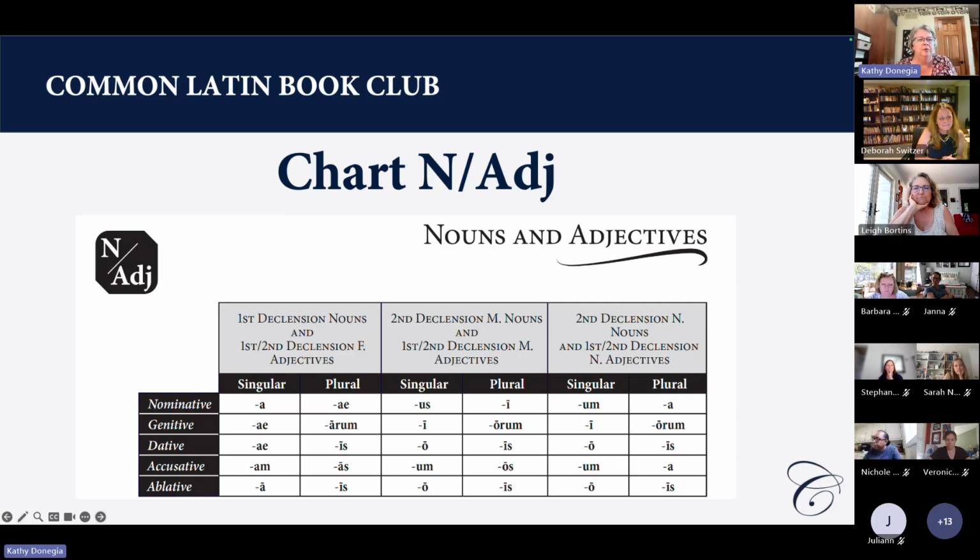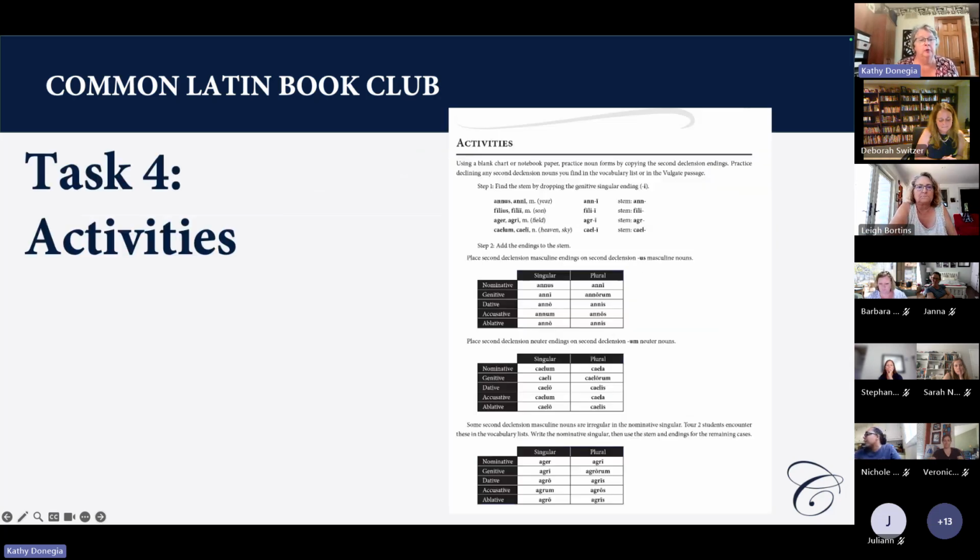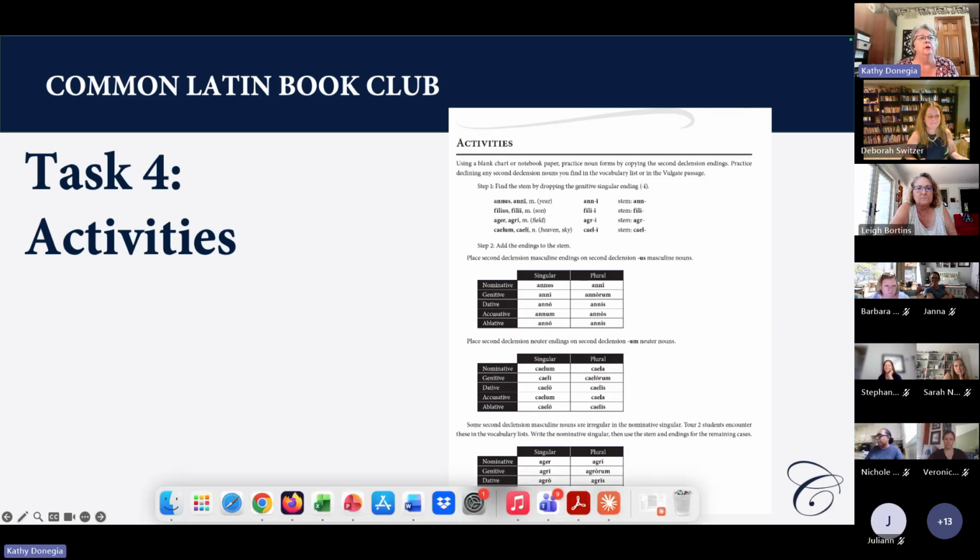So if there are no other comments, I think what we'll do next is let's look at the second part of task 4, which is the chart activities. Again, this is a page out of the curriculum. And so the chart activities are where the student applies what they've just learned about those endings, and they apply it with nouns. They're going to decline nouns, right? So that's a very common activity that we do.